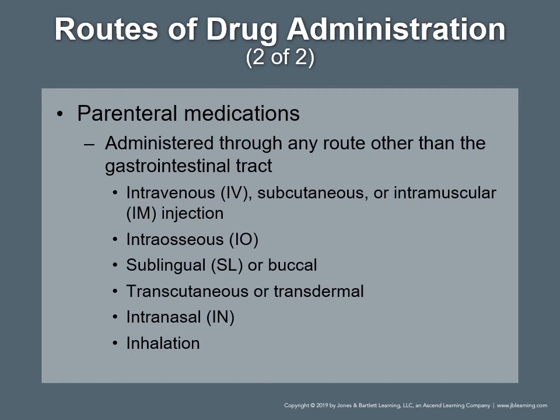It's faster than the oral route and protects medications from chemicals in the digestive system. An example would be nitroglycerin. Buccal is similar to the sublingual route. Medication is placed between the cheek and the gums where it is absorbed by the bloodstream, and that's a common route for glucose gel. Transcutaneous, or transdermal, is absorbed through the layers of the skin.